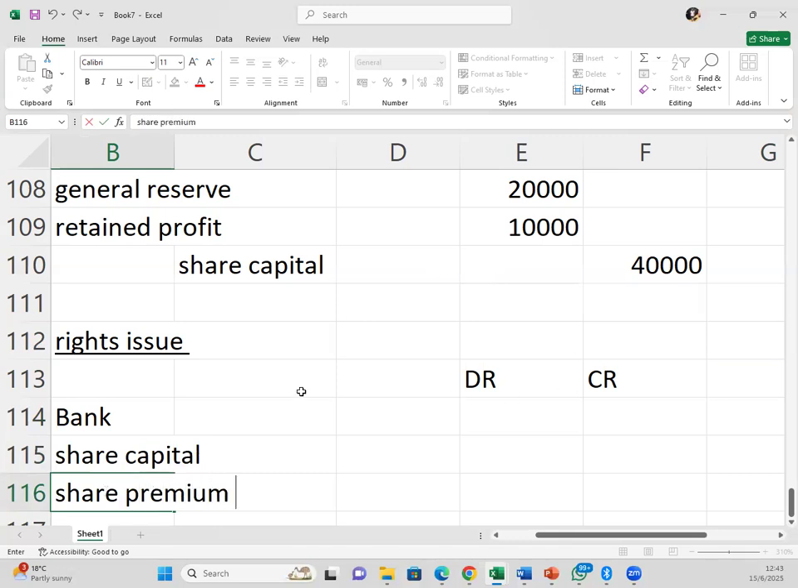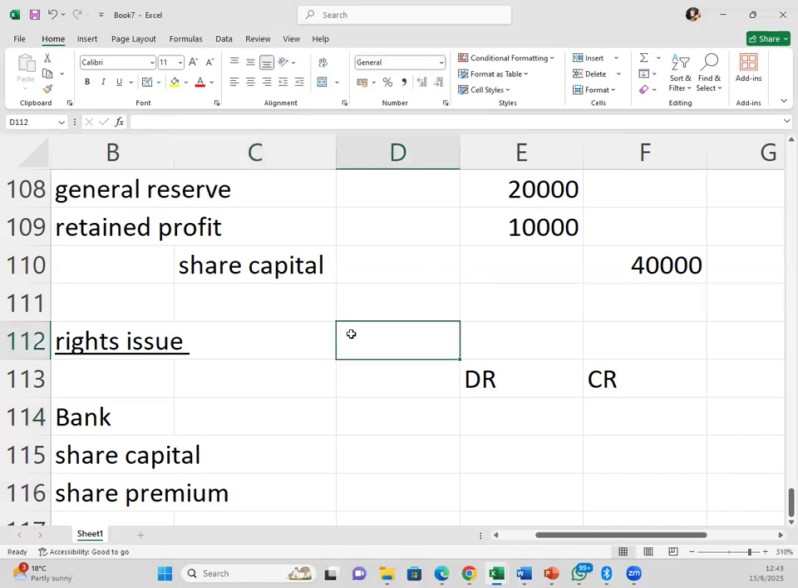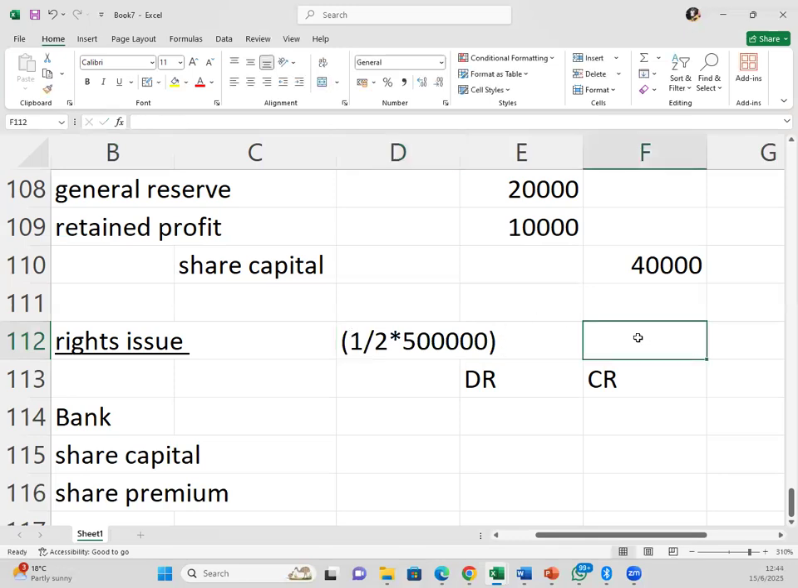So let's go and fill in the amount. Firstly, let's know how many shares, because we're not told how many shares. We were told that there was a rights issue of 1 for every 2. So that's 1/2 times the shares. We had 500,000 shares, not 125,000. 125,000 is the value of the shares. So that's 1/2 times 500,000 shares. So it means the rights issue was for 250,000 shares, right?